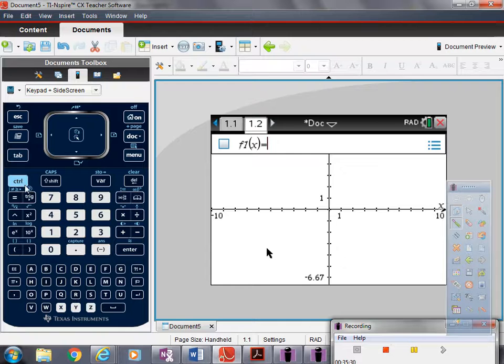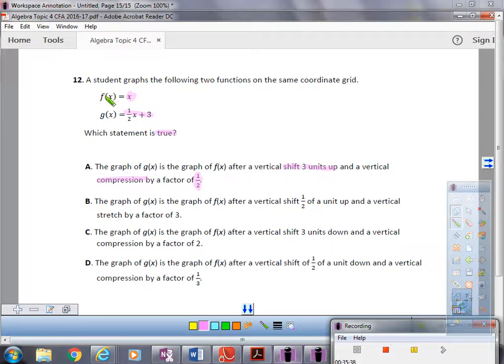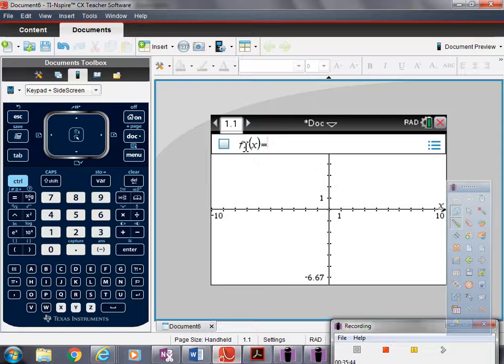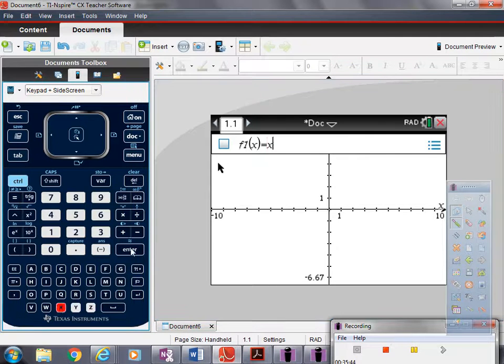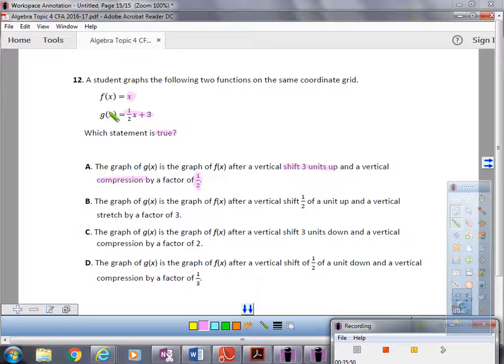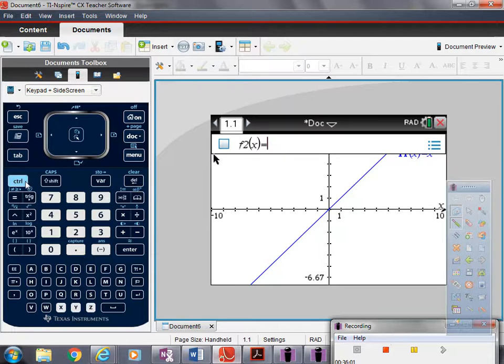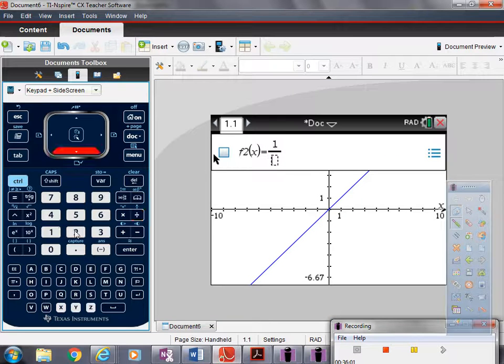I'm going to go to the Graph app. I'm going to hit Control-N. Back to the Graph app. Now, these start with f of x, and it says equals x. So I don't need to go to relations. I can just, there's my f of x equals x. Hit the Tab key. The other one says g of x, and that's the same as f of x. You can actually change the f to a g if you want, but it's not necessary. You just need to type in the 1/2 x plus 3. So control divide 1/2 x plus 3.